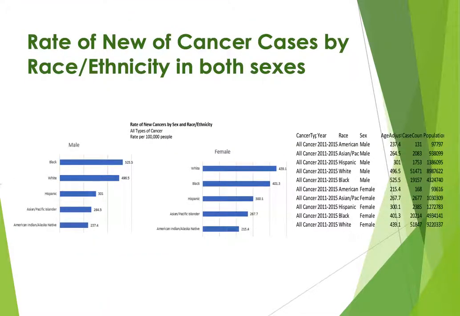The next data visualization tool here is the use of a bar graph. We all know bar graphs. We all use them. And I use the bar graph to look at the rate of new cancer cases by race and ethnicity in both sexes. So I broke down the sexes into male and female. And we can tell right away that in men, blacks have a higher rate of new cancers compared to whites. And in females, whites have a higher rate of cancers compared to blacks. And this can be easily interpreted by just looking at the length of the bars. So once again, bar graphs are easily made and also easily interpreted.